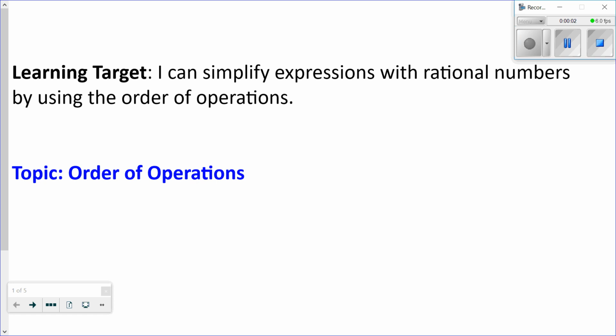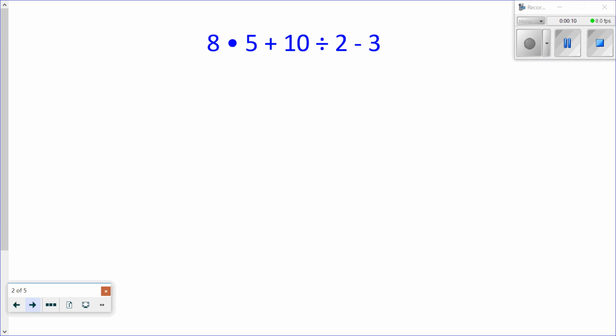Hi everyone, today we're going to discuss simplifying expressions with rational numbers by using the order of operations. In order to solve expressions, you cannot solve from left to right. You must follow the order of operations. Now, if we remember from last year, order of operations involves PEMDAS.